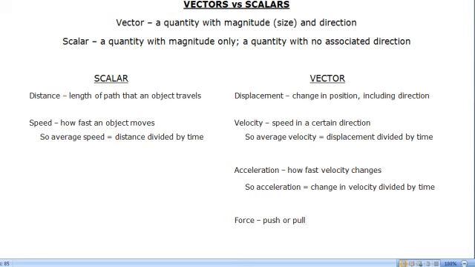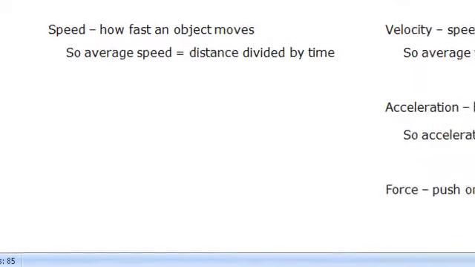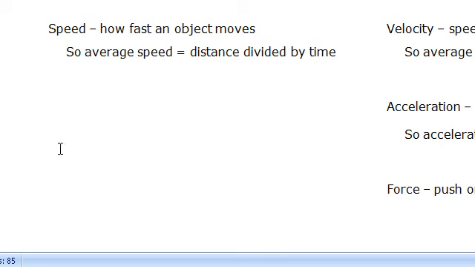Time can only go forward. Having just one direction is not enough to establish a quantity as a vector. So time is a scalar.